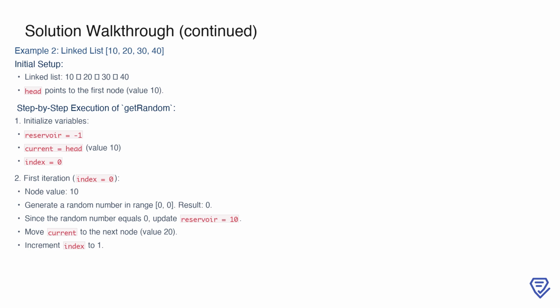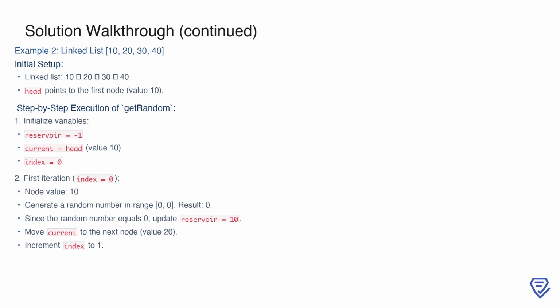Now, let's move to example 2, where the linked list contains the values 10, 20, 30, and 40. The head pointer is initially set to the first node with a value of 10. Similar to before, we begin the getRandom function by initializing reservoir to -1, current to head, and index to 0.